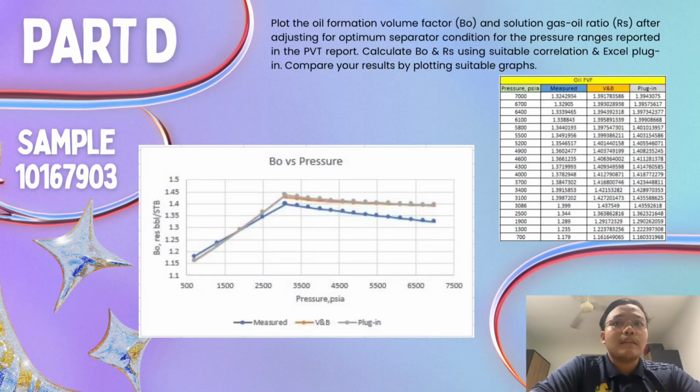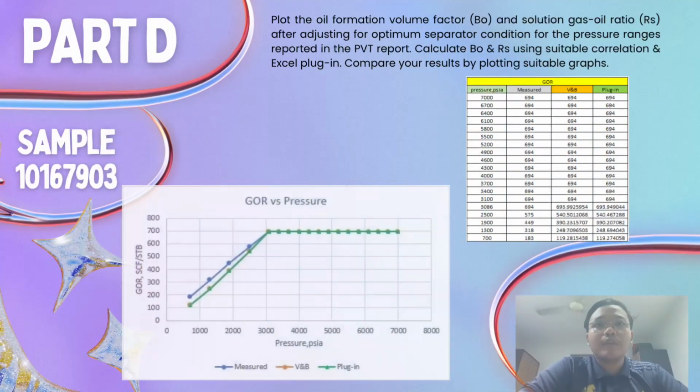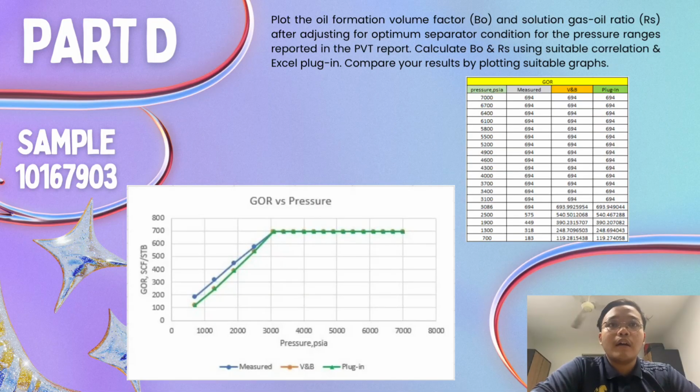Next, we have the second sample. For Bo, the pattern repeats. Bo rises with pressure up to 3086 psi, then slightly falls as pressure continues to increase due to oil compression above Pb. It behaves similarly but with a higher bubble point pressure of 3086 psi.